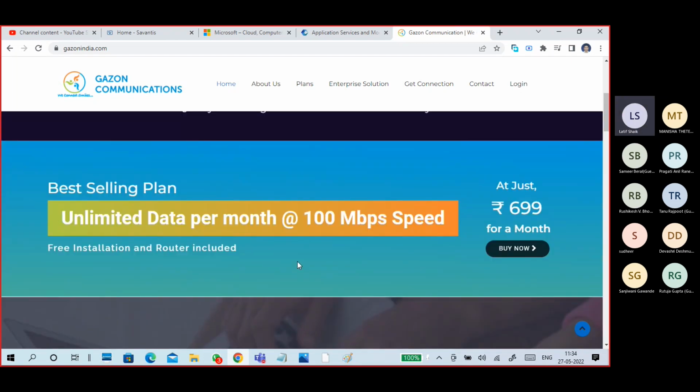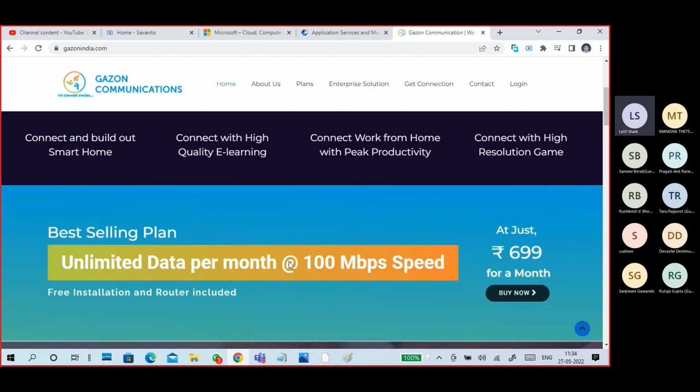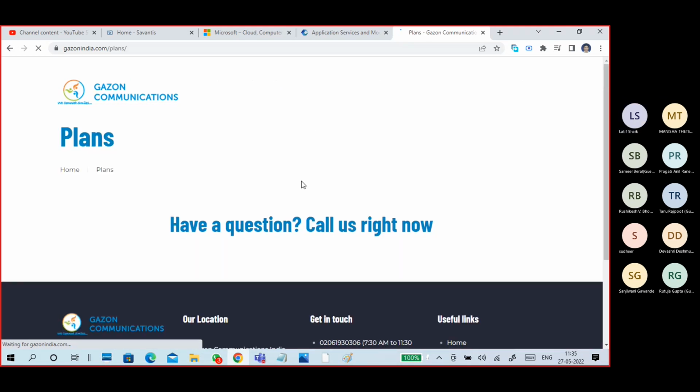Unlimited data speed is not there. This is the money plus GST, and you have to calculate based on it. Free installation of router is included. So these are all what we call business relationship management. This is the service they are promising and they should provide it, offers and everything. If they are unable to provide it, then we have to change it.